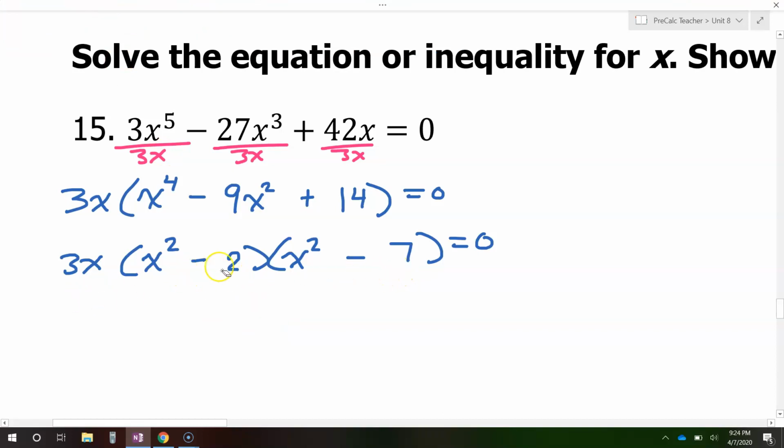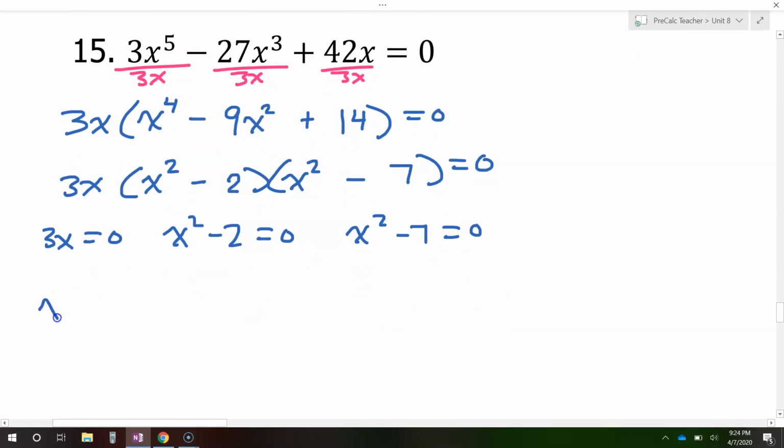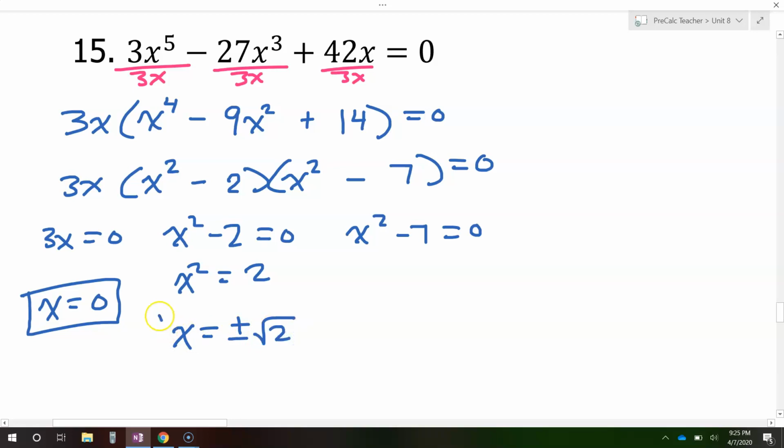Okay, none of this can be factored any further. So it is time for the zero product property. I'm going to set each of these equal to 0. So I've got 3x equals 0. I've got x squared minus 2 equals 0. And x squared minus 7 equals 0. So I'm going to get x equals 0 from this one. Over here, maybe I'll just put a little box around that. So I've got 0. For this one, I need to add 2 to both sides, so that'll give me x squared equals 2. And then I'm going to take the square root of both sides, so x is equal to plus or minus the square root of 2.